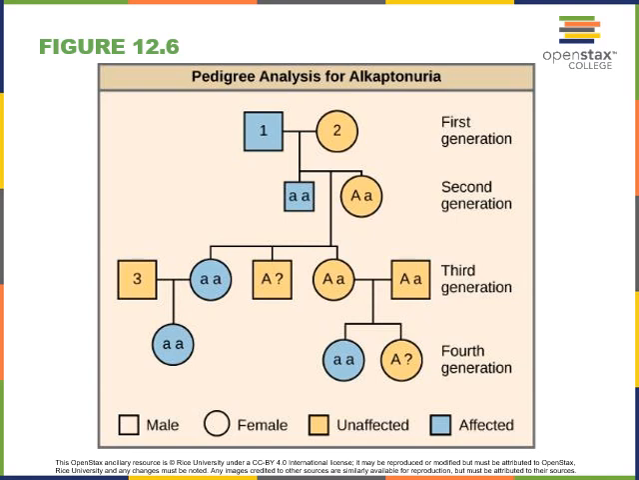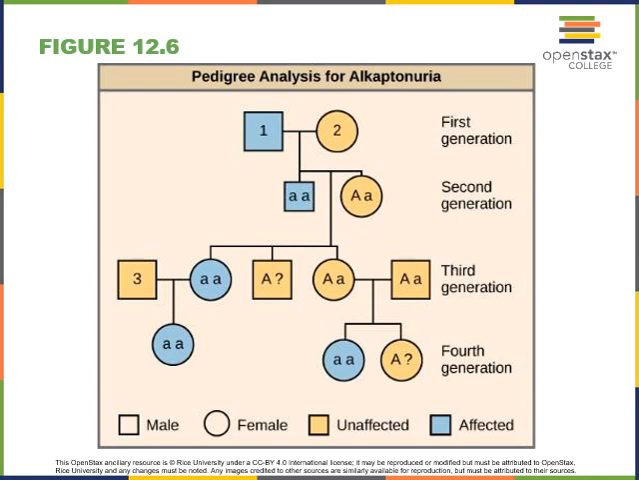In this pedigree analysis, individuals with the disorder are indicated in blue and have a homozygous recessive genotype. Unaffected individuals are indicated in yellow and have either the homozygous dominant or heterozygous genotype. It is often possible for us to determine a person's genotype from the genotype of their offspring. And so this is the utility of a pedigree analysis. This is why a geneticist would use a pedigree analysis. For example, if neither parent has the disorder, but the child does, we can infer that the parents must both be heterozygous.